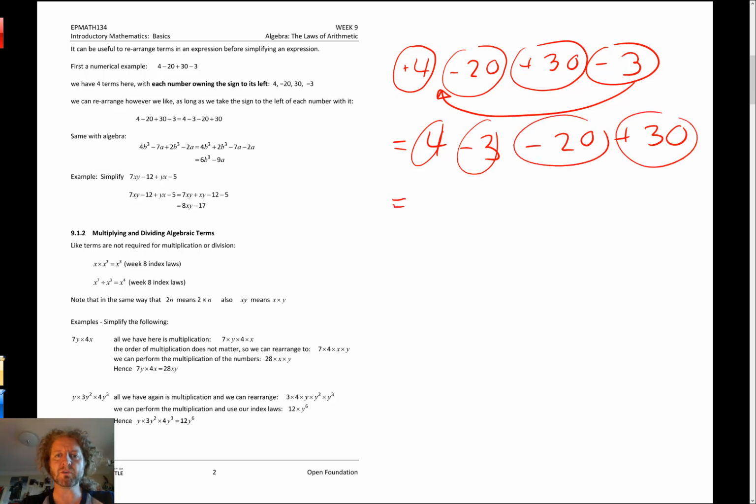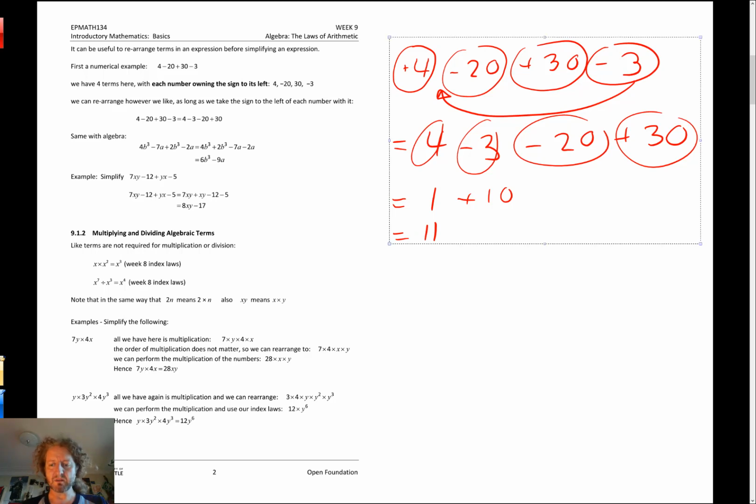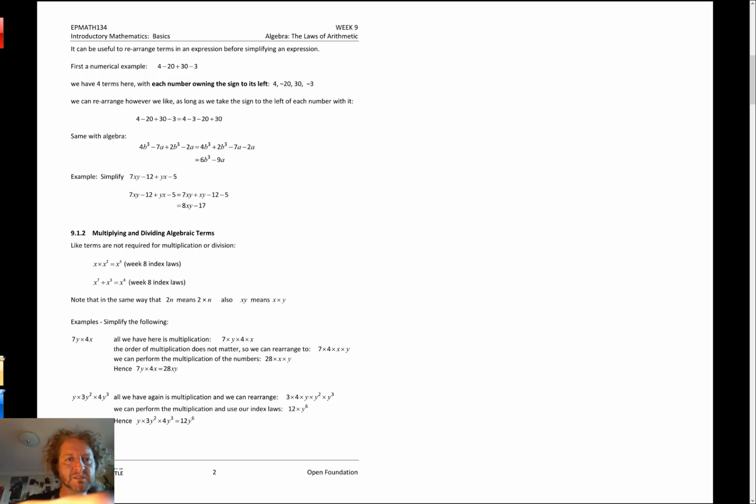That's all good. A 4 minus 3, well, we don't need to, but I will just, I don't know, 4 minus 3 is 1, and minus 20 plus 30 is the same as plus 10. So I've got 11. Okay, well that's just numbers. All I'm saying is you can do the same with algebra. Let's remove that. If someone says, what have we got down here?